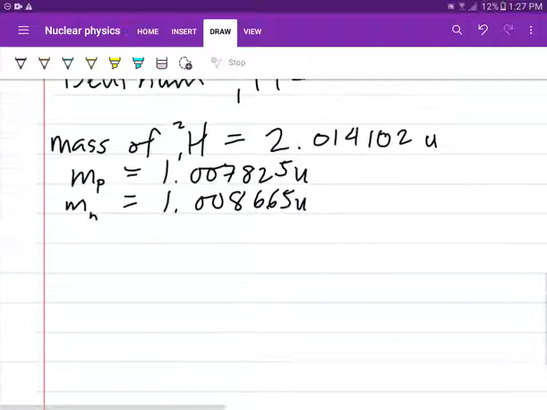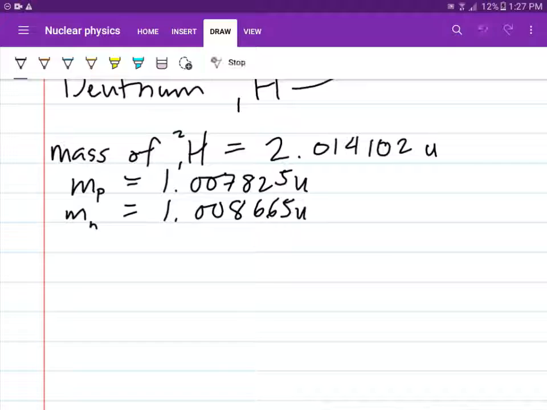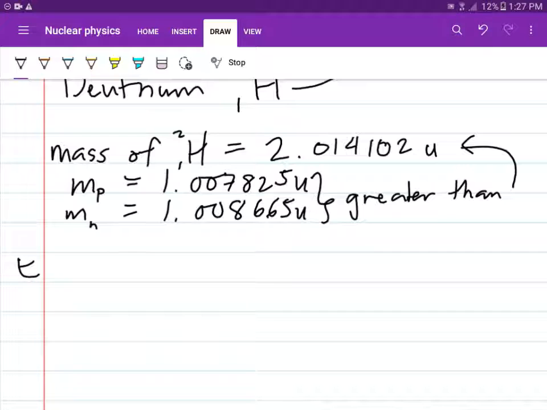So you would expect that if you add these two together, it should be greater than the actual mass of the deuterium nucleus, even though they have the same elements. So let's try to compute the binding energy of deuterium.